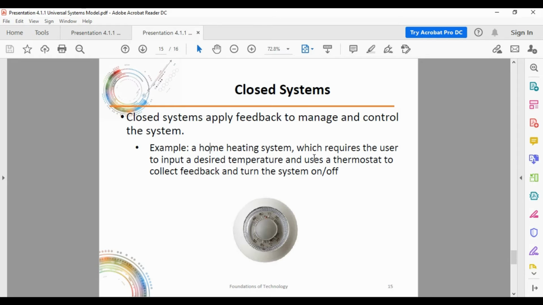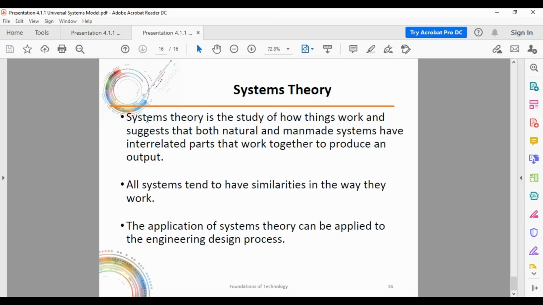Closed systems apply feedback and manage to control the system. Example, a home heating system, which requires the user to input a desired temperature, uses a thermostat to collect the feedback to turn the system on or off. Now, I have a system in my house that ups the ante a little bit, because I put in a temperature range, and if it detects it's going too hot, then it turns on the AC. If it gets too low, it turns on the heat. And so that would be an example of a closed system.